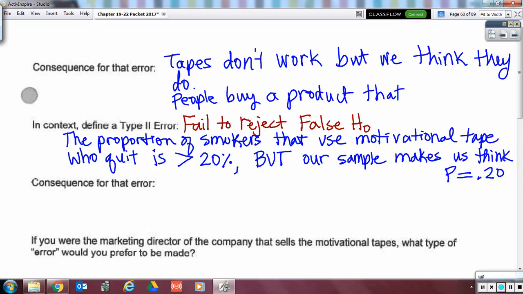Can I put like a bad word here? Or I'll just say stinks. In other words, doesn't work, but stinks is shorter. Okay, type 2 error. I failed to reject a false null hypothesis. So the null hypothesis is P equals 0.20, and that's false. So I should have rejected it. So truthfully, the proportion of smokers that use motivational tapes who quit is greater than 20%. So the tapes are working, but my sample makes me think that the proportion is still 0.20.